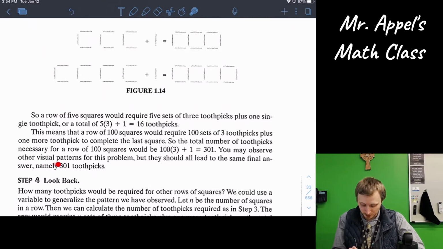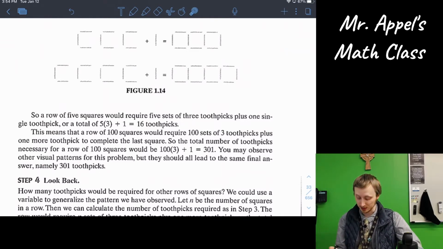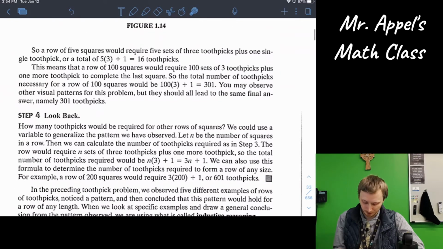You may observe other visual patterns for this problem, but they should all lead to the same final answer, namely 301 toothpicks. Right? This is just acknowledging that there are other ways to break this down, but you'll still get that same formula. In fact, speaking of formulas, let's go 1 step further.